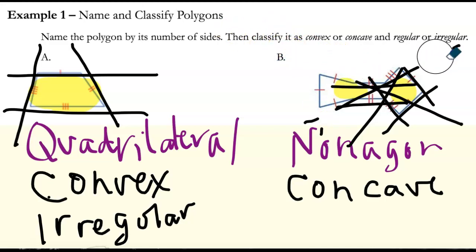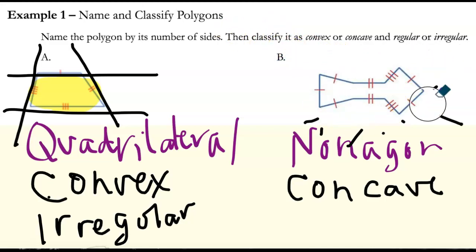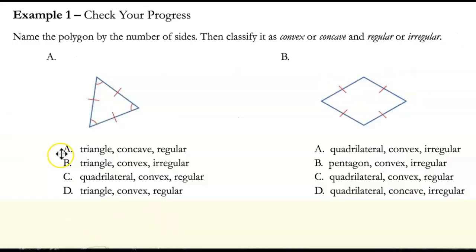So, all right, the next one, press pause. I'd like you, Jack, to go through and try it, and then I'll explain it with you in just a moment. All right, well, the first thing we notice here is that it is definitely a triangle. It has 3 sides, so I'll cross this one off.